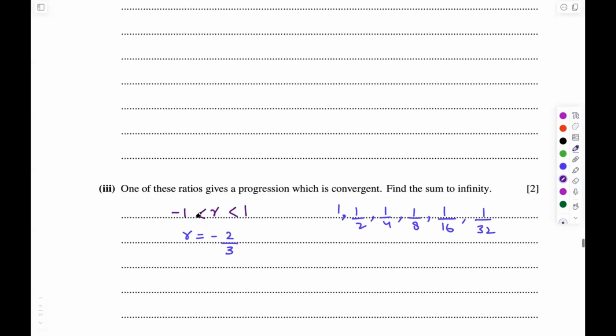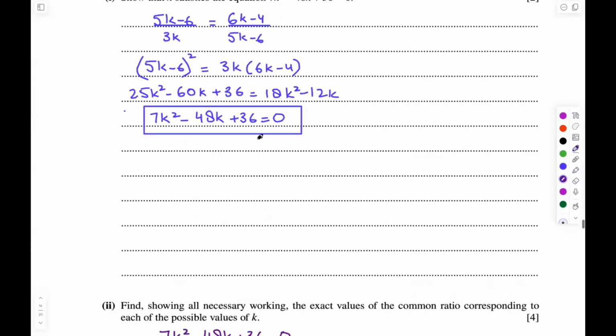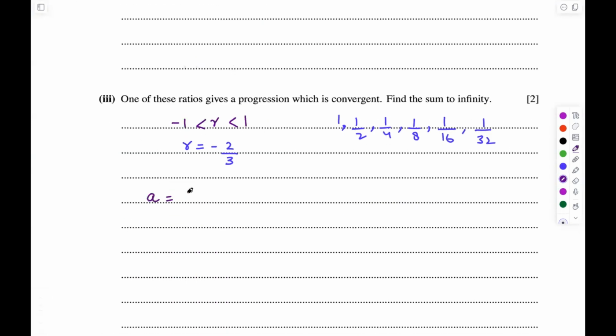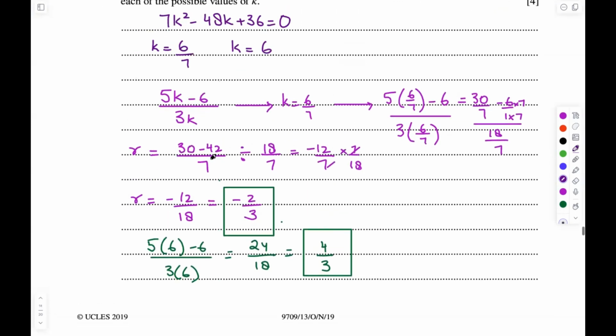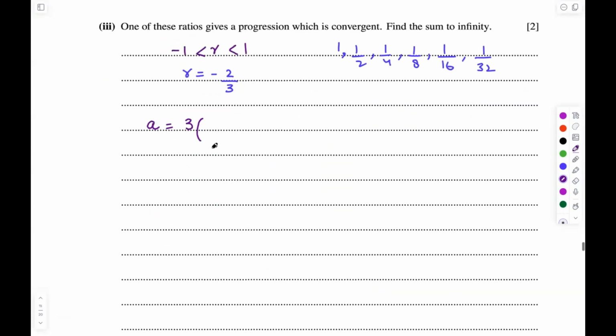Now, for r equal to minus 2 upon 3, the first term was, let's say, 3k. So a will be equal to 3k. That will be 3 into the value of k that we got, which was 6 upon 7, for which r was minus 2 upon 3. So substituting 6 upon 7, the first term will become 18 upon 7. To find the sum to infinity, the formula is a divided by 1 minus r. So the value of a is 18 upon 7, and r will be minus 2 upon 3.